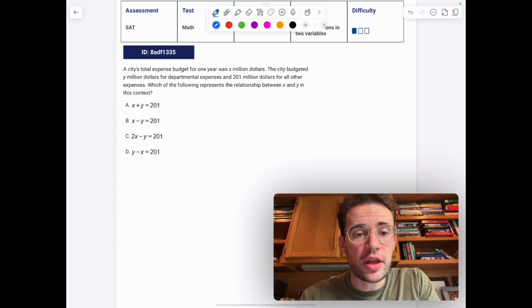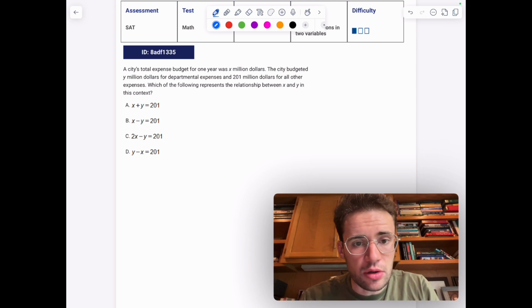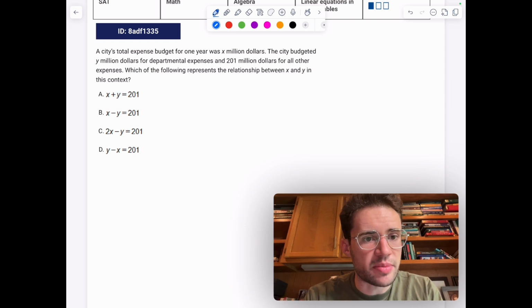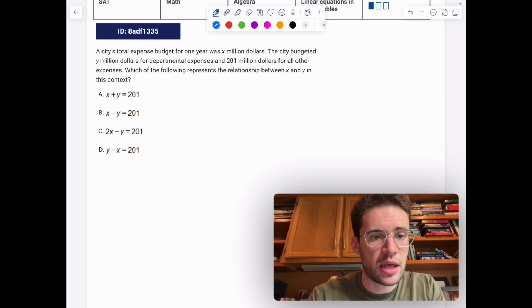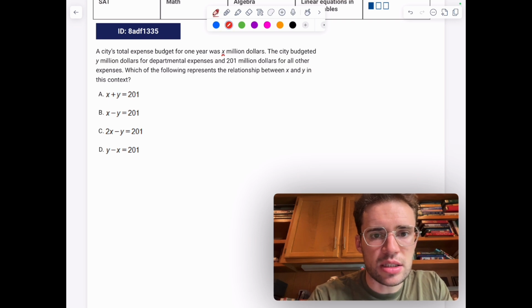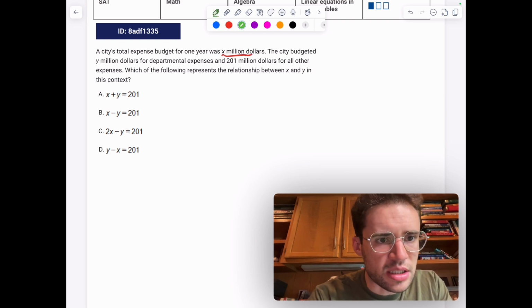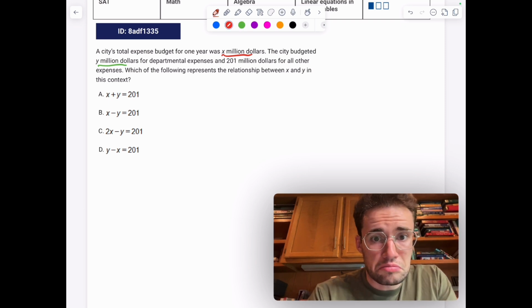A city's total expense budget for 1 year was X million dollars. The city budgeted Y million dollars for departmental expenses and $201 million for all other expenses. Which of the following represents the relationship between X and Y in this context? So X is the millions of dollars in the budget, and Y is the millions of dollars for departmental expenses. So essentially X is the total, right? That's the total budget.